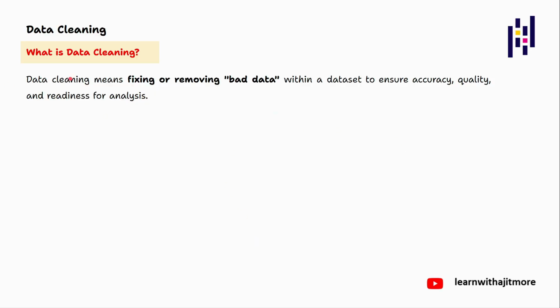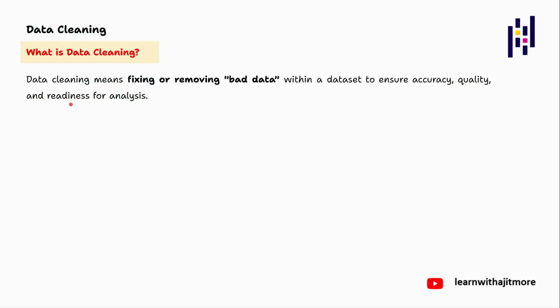Many rules are there. So data cleaning means fixing or removing bad data within your data set, which is now your data frame. Data set means the data which is in rows and column form. So that data set only I'll call it as data frame. To ensure accuracy means you want perfect results, quality, getting the data values are not wrong.